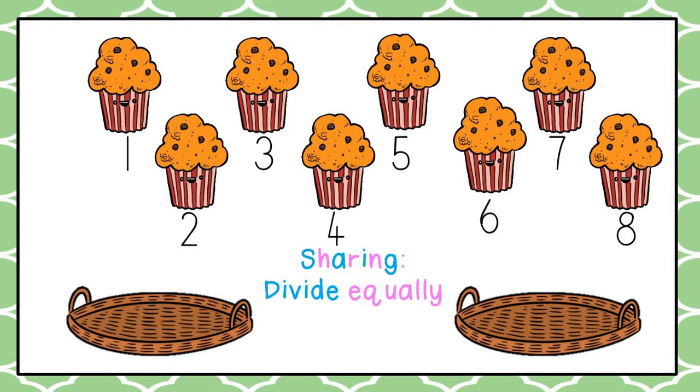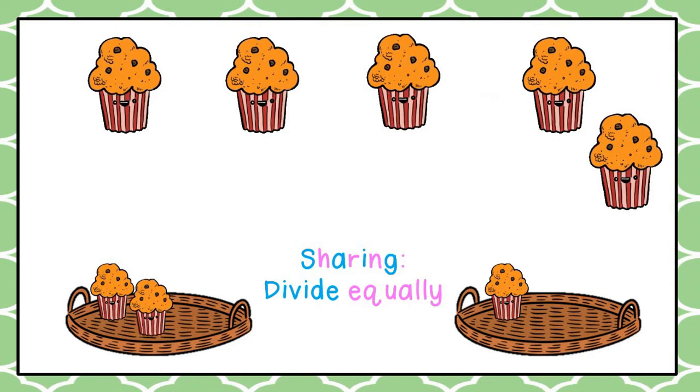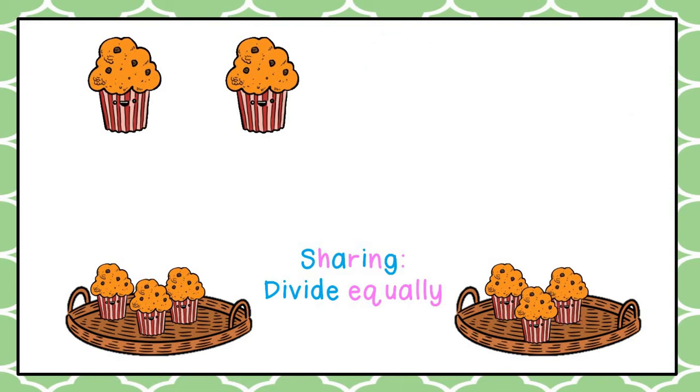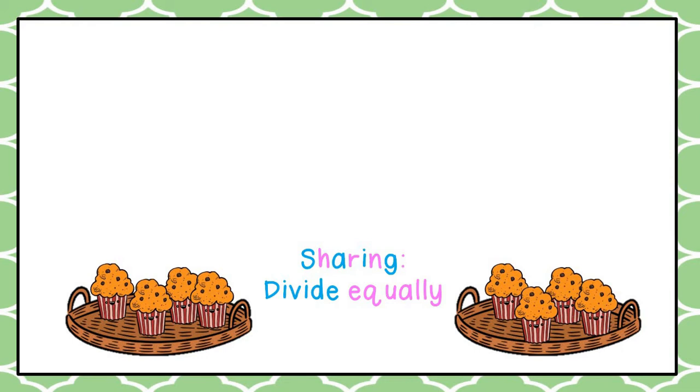Sharing means to divide them equally. And by making sure I divide them equally, I'm going to do it one by one. So let's start. 1 for this tray, 1 for this tray, 1 for this tray, 1 for this tray, 1 for this tray, 1 for this tray, 1 for this tray, and 1 for that tray.